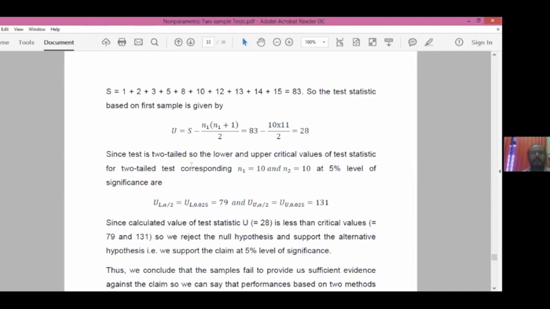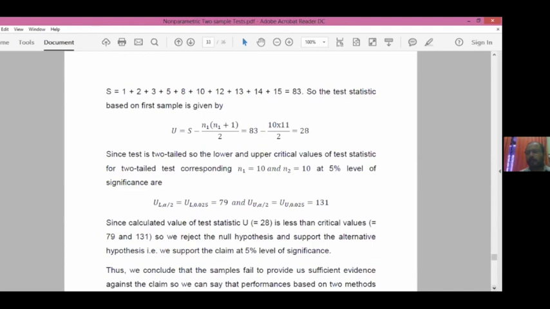Since it is a two-tailed test, we need the lower and upper critical values of the test statistic corresponding to N1 and N2. N1 is 10, N2 is 10, at the 5% level of significance. You can get these from the tabulated values. Since the calculated test statistic 28 is less than the critical value 79 and 131, we reject the null hypothesis and support the alternative hypothesis. I think you follow the idea.